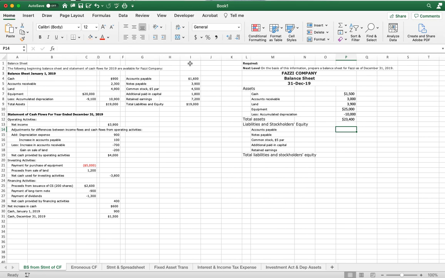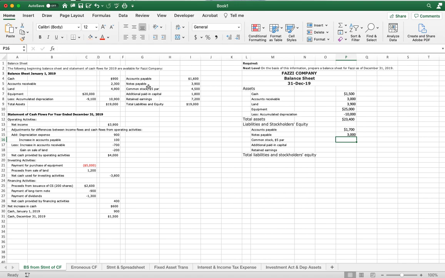Now we're just going to do the same thing for the other side of this. So we have accounts payable of $1,600 and an increase in accounts payable of $100. So obviously that's now $1,700. We'll add those together. Notes payable was $3,900, and we see here there is a payment of a long-term note for $900. So we have subtracted that $900, which gives us a balance of $3,000. I accidentally said equals.